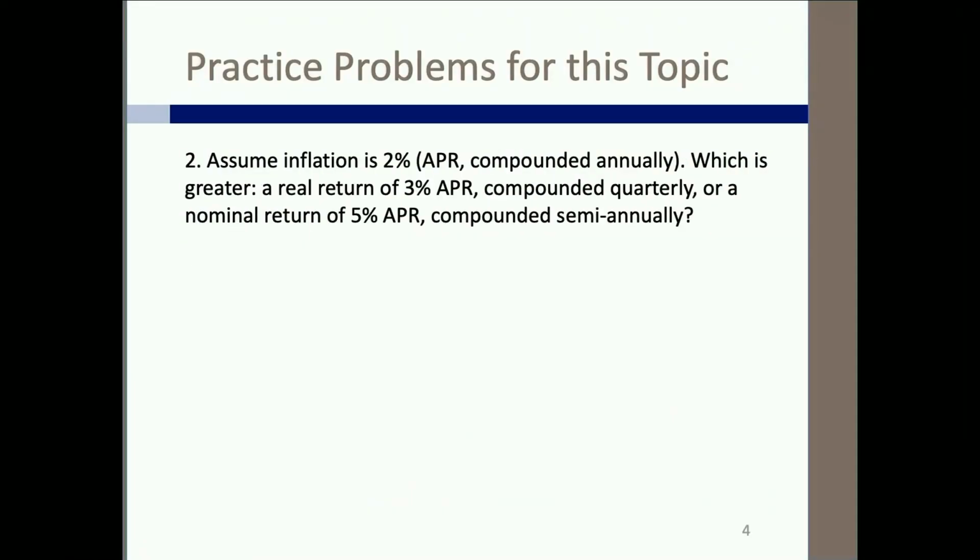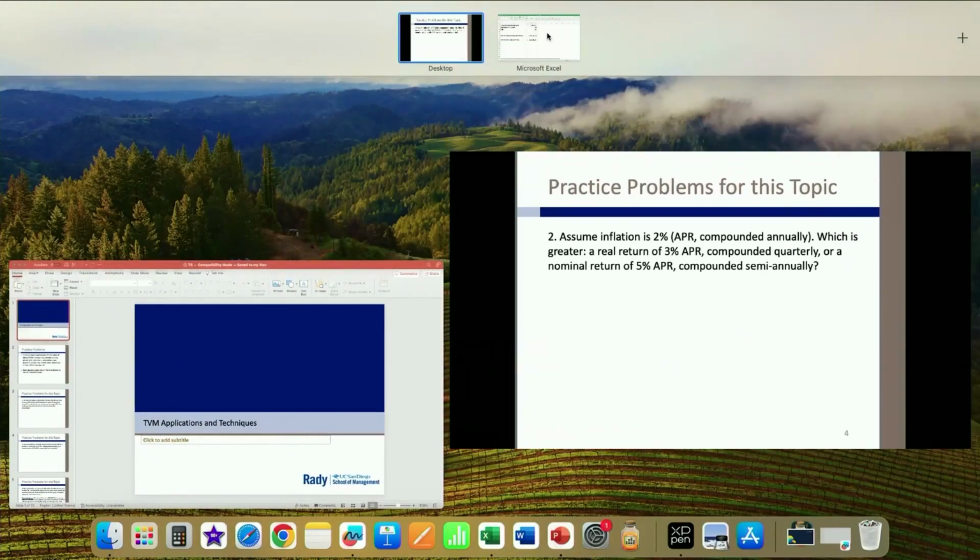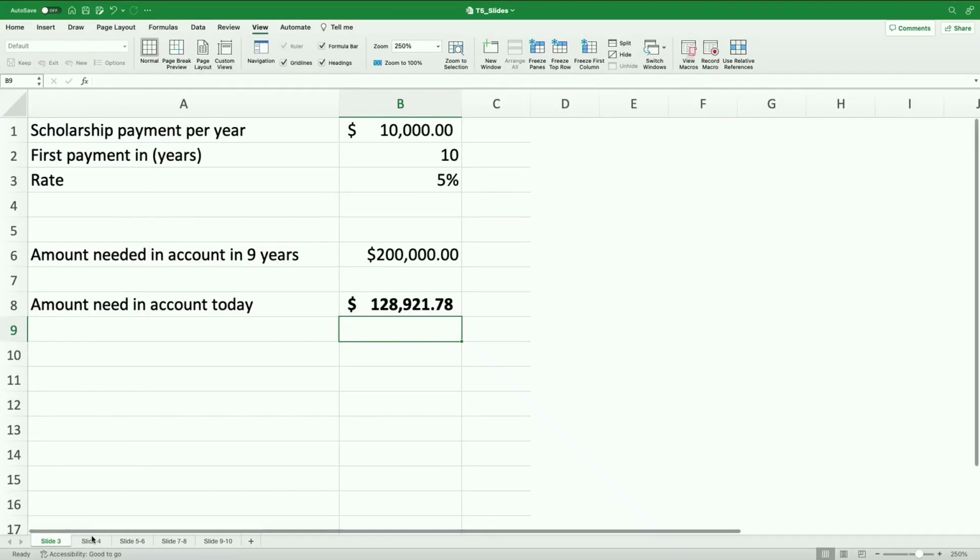Assume inflation is 2% APR compounded annually. Which is greater, a real return of 3% APR compounded quarterly, or a nominal return of 5% APR compounded semi-annually? Back to Excel. Next tab.